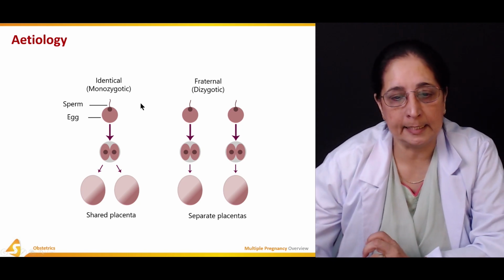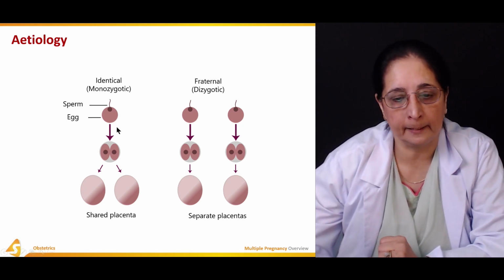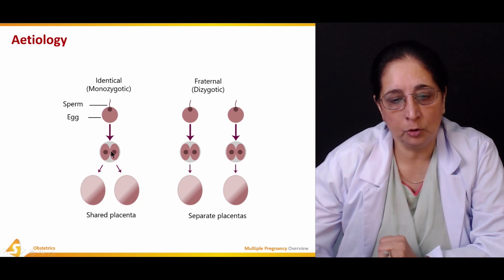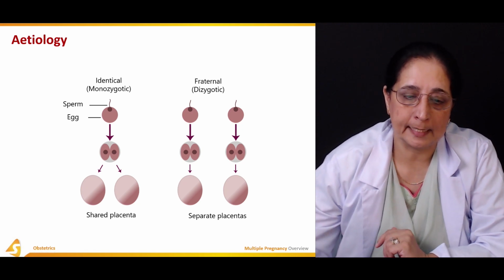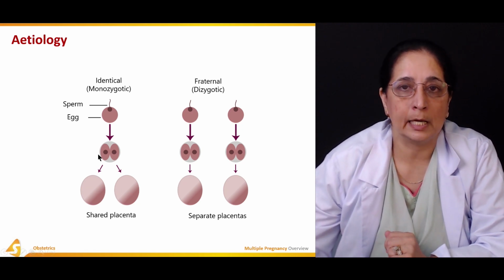So here it's identical, monozygotic. It divides into two and they both have a shared placenta. So they share the placenta in monozygotic twins.